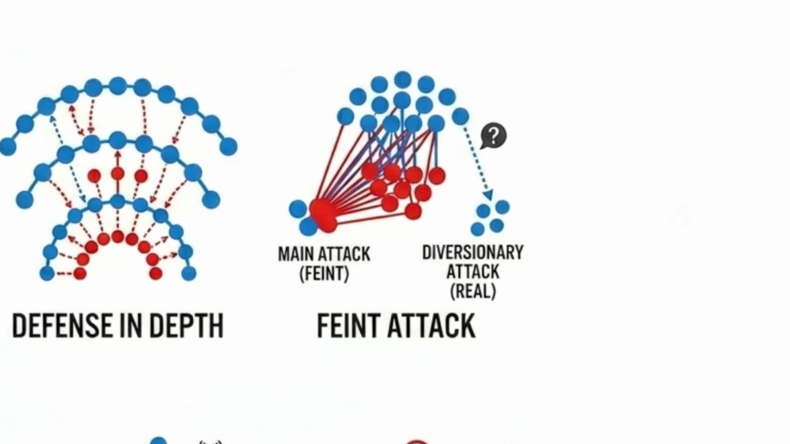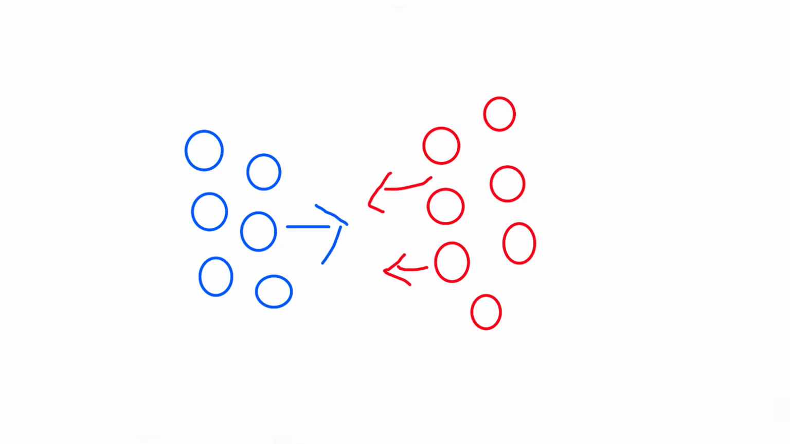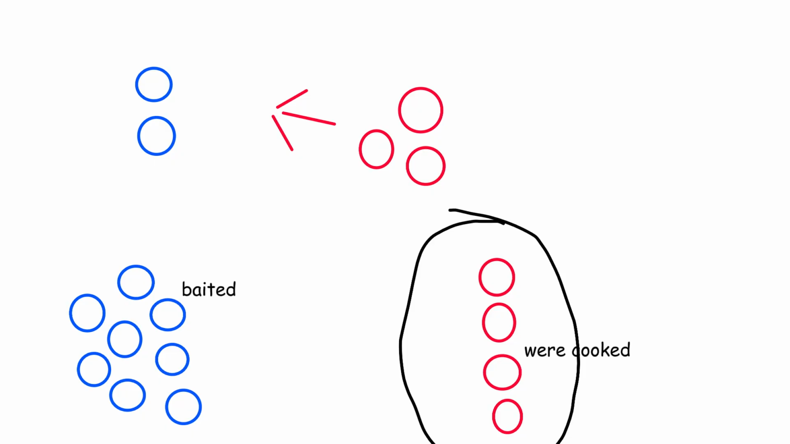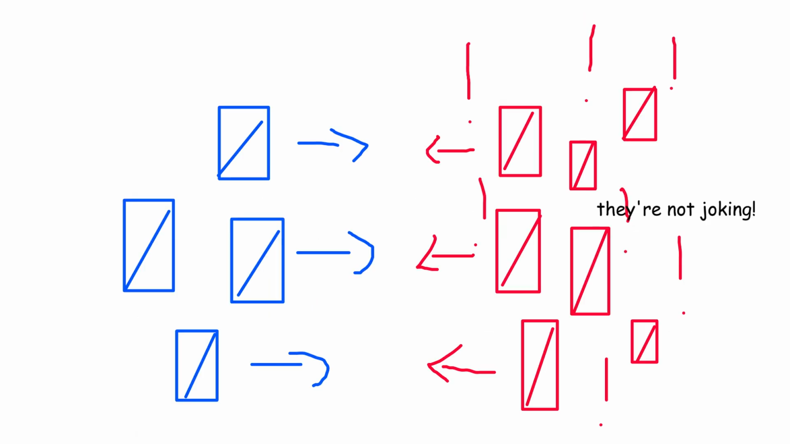Feint attack. A feint attack is a deliberate fake assault designed to distract or mislead the enemy about the real point of attack. It forces the opponent to move troops to the wrong location, weakening their actual defenses. During large historical battles, commanders often used feints to create openings elsewhere on the battlefield. The success of this strategy depends on convincing the enemy that the false attack is real.